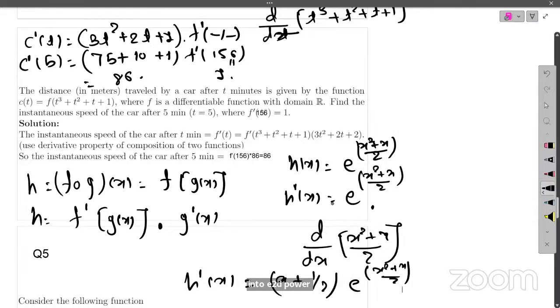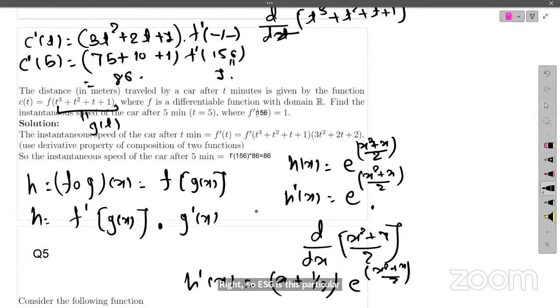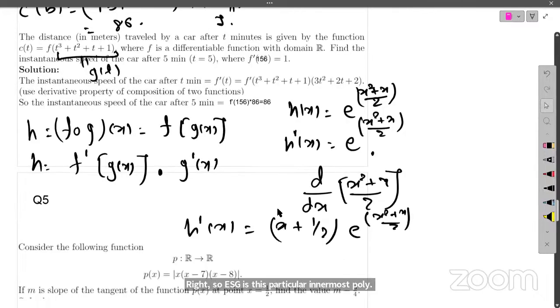Okay. So here it is f of, it's only one function I thought. It is not f of a, it is f of g or something. So here g is this particular innermost polynomial. G of t. Okay. Yeah, ma'am.